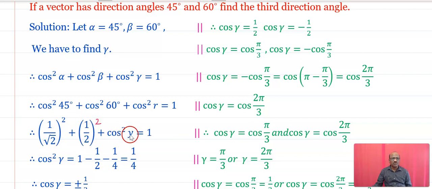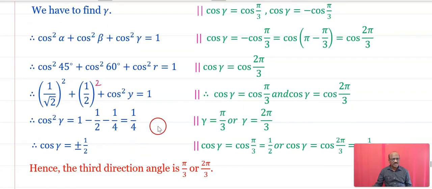1 by 4. Overall you will get cos square gamma equals 1 minus 1 upon 2 minus 1 by 4. Minus 1 by 2 minus 1 by 4 will become 3 by 4. 1 minus 3 by 4 means 1 by 4. Take the square root on both sides, and you will get cos of gamma equals plus or minus 1 upon 2.